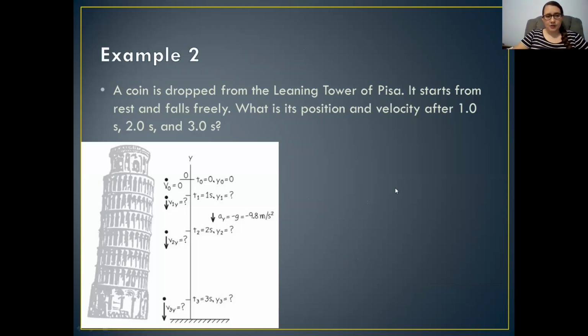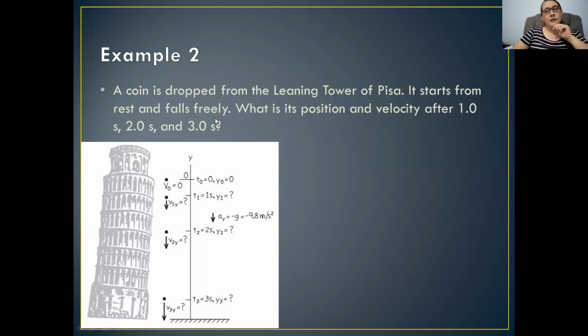So here's our little picture. Again, I always recommend that you draw a picture of the scenario so that you can get everything straight in your head. Let's think about those key bits of information that were given in the problem. First, it starts from rest. So we're not throwing the coin off the building, it's just dropped. So its starting velocity is 0.